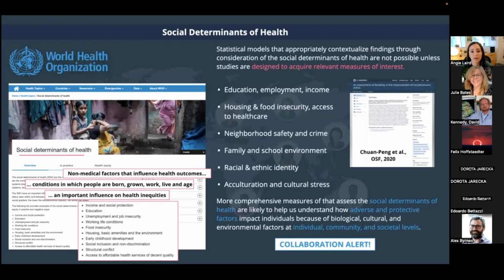These folks have spent their entire careers thinking about how to use these measures, testing them, validating them, really ready to work to make sure that we have the data that we need to more fully contextualize neuroimaging results.